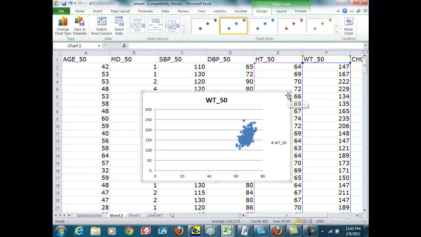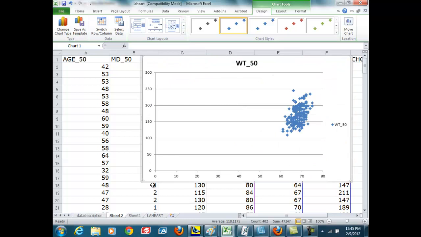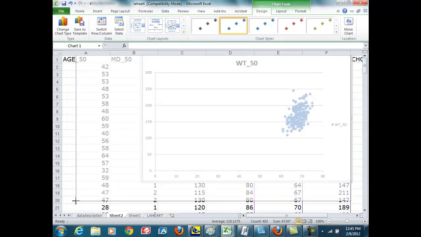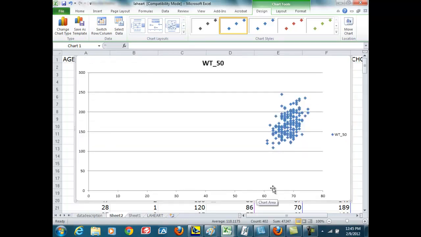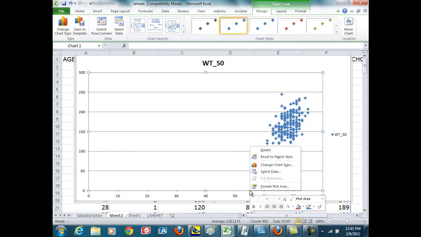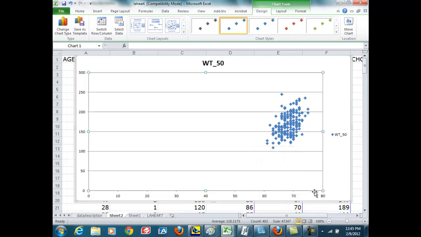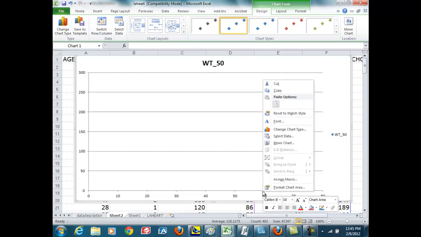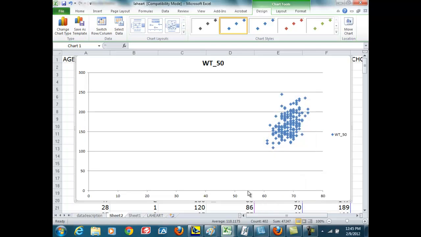So what did we do? We made a scatter plot, right? Everybody clear? And this doesn't tell us much because we have all this part of the window which we don't need. So just a moment, I want to format axis. Come on, let me format the axis. It just keeps me to the chart area.